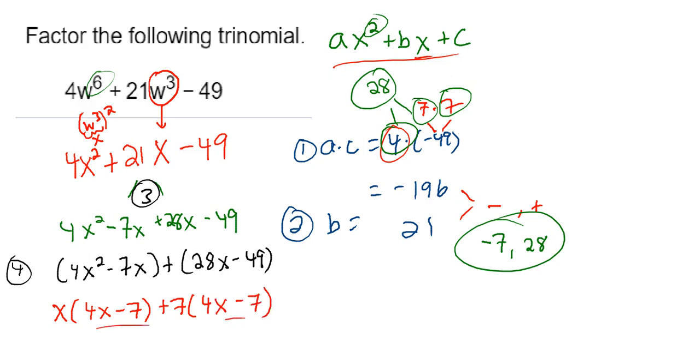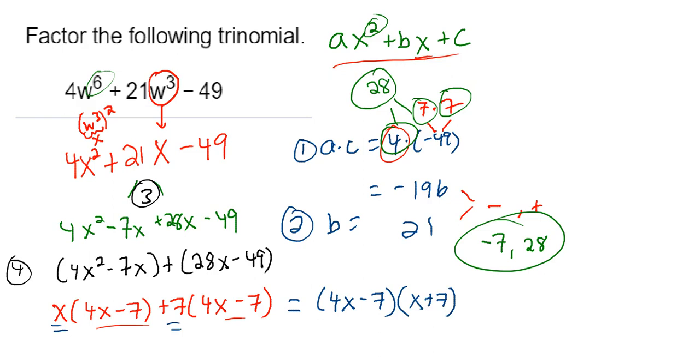Because these two are the same, we can factor that out. So we factor out the 4x minus 7. We write it one time out in front. And then in a new set of parentheses, we write what's left over, which is the x plus 7. And after all that work, you finally get something factored.